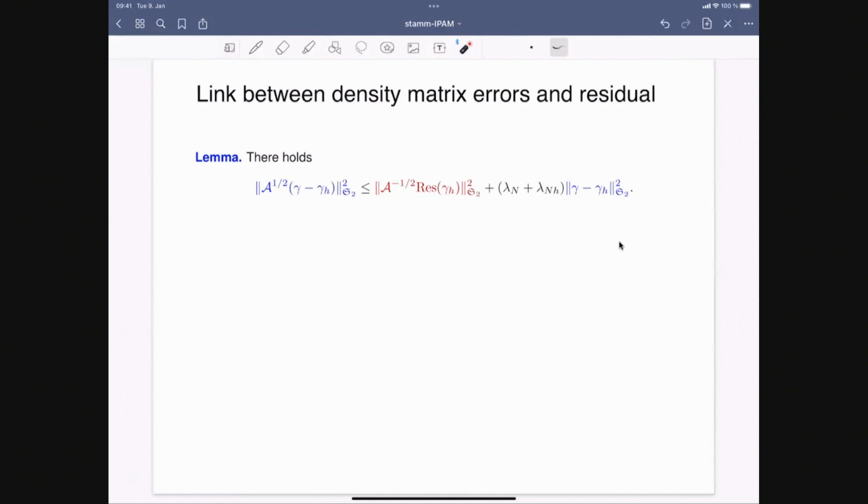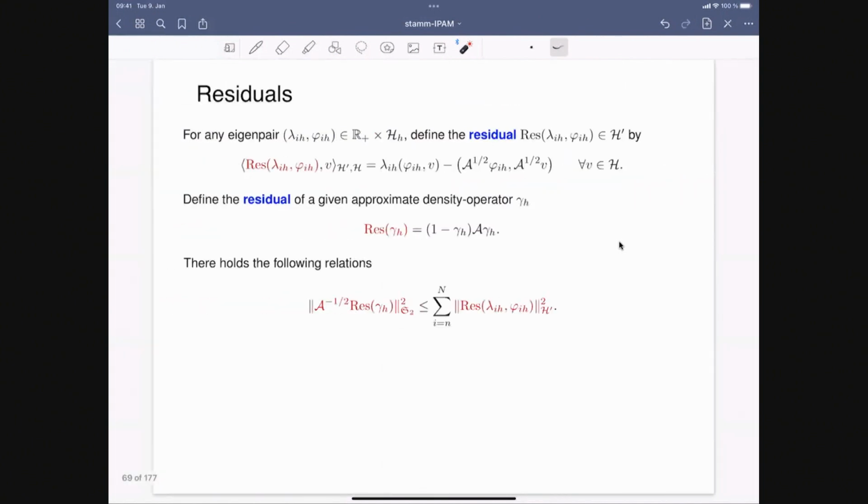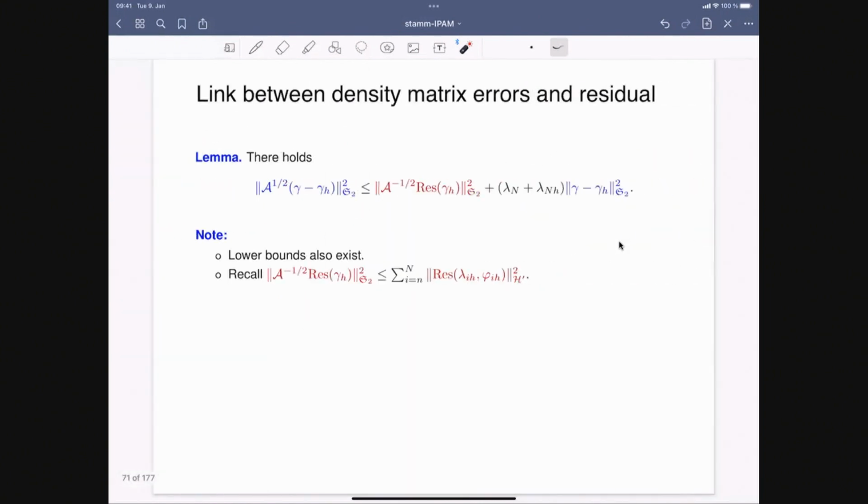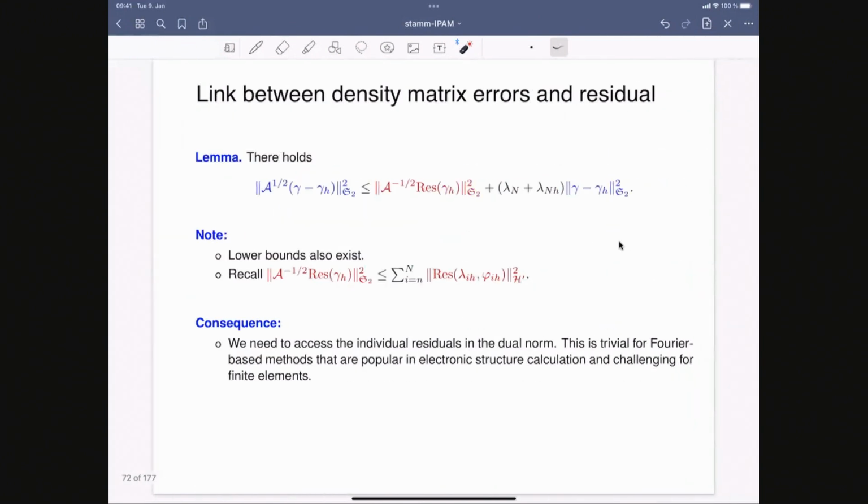Okay, and then another lemma tells you that the error, so this is like the H1 error in the density matrices, can be bounded by the residual of the density matrix plus some higher order terms, and this one we already saw in the previous slide can be bounded by the sum of the individual residuals that you have here.